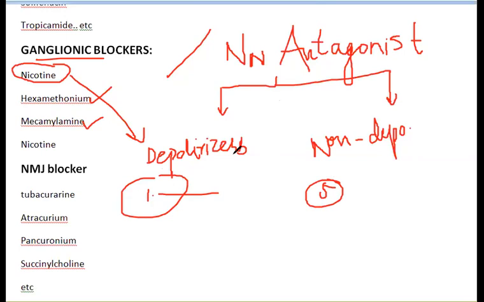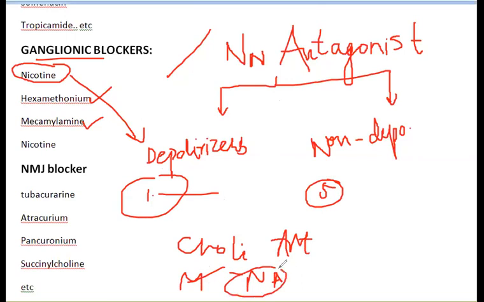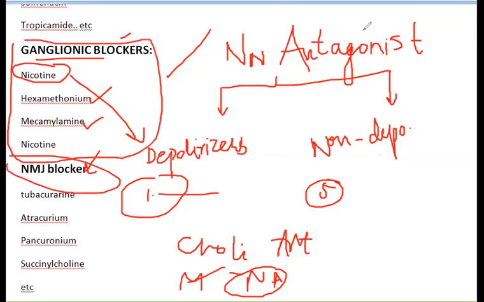At first we divided the cholinergic antagonists into two: muscarinic antagonist and nicotinic antagonist. But the nicotinic antagonists are further divided into ganglionic blockers and neuromuscular blockers. And in ganglionic blockers, the NN antagonists, we have depolarizers and non-depolarizers. Today we will be studying mainly the ganglionic blockers, and if we have time, we will touch the neuromuscular junction blockers too. Then I will take you to the acetylcholine synthesis. So first complete the cholinergic chapter.